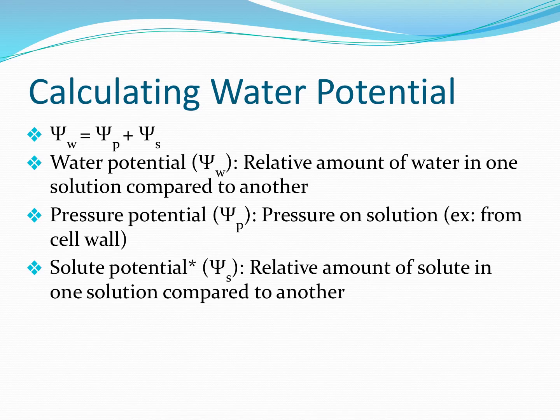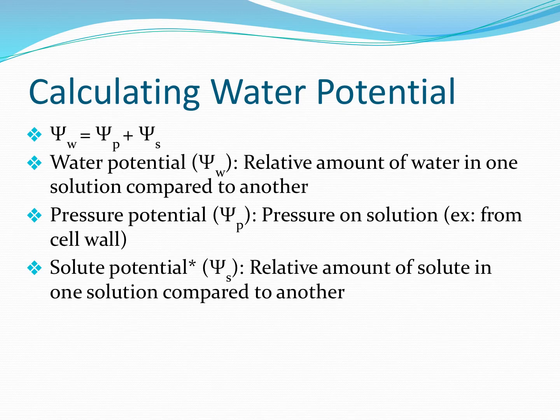So water potential is the term that we use to explain how much water is in one solution compared to another. I think of it as, if something has a greater water potential, there's more water, so the water has more potential to move from that solution. Anything that has a greater water potential has more water than another solution, if we're comparing two things.